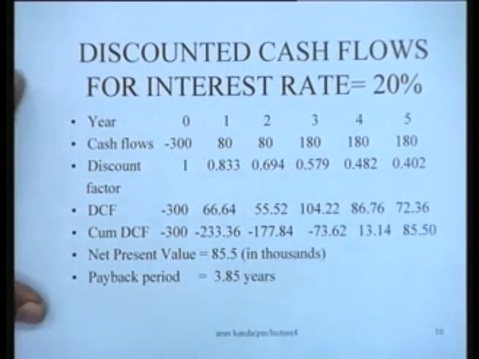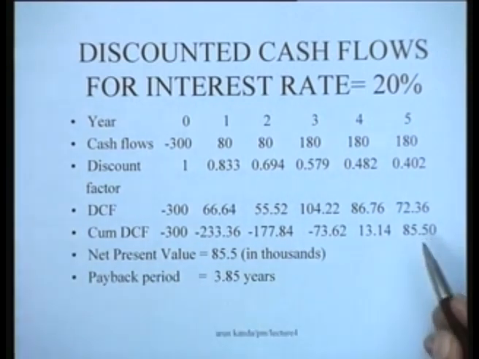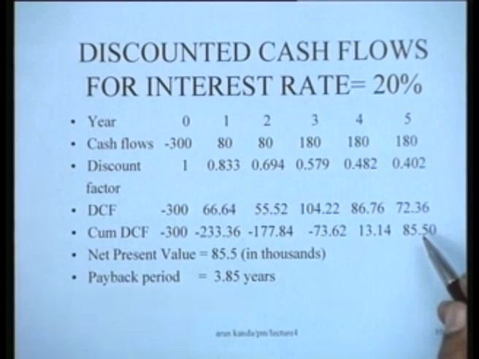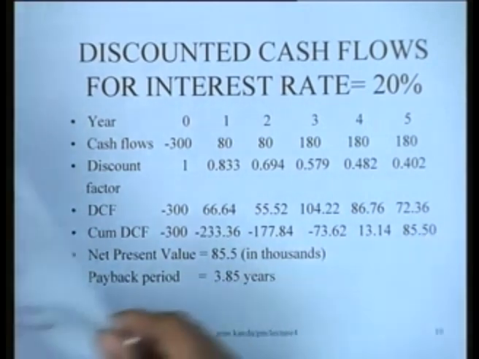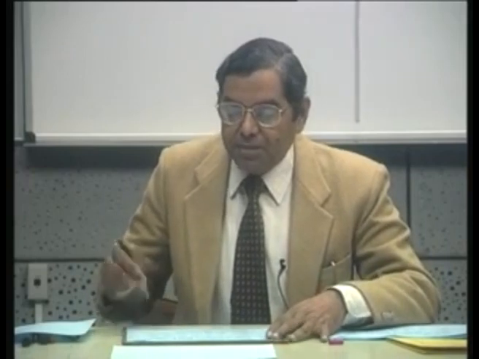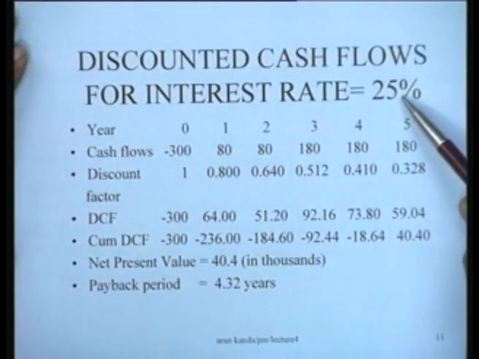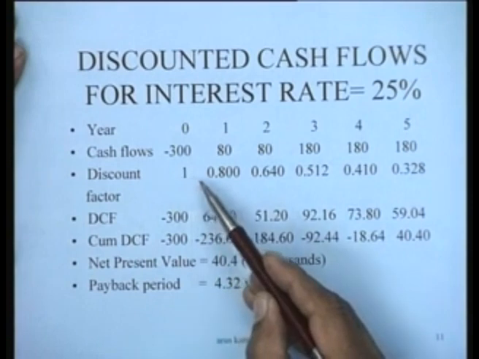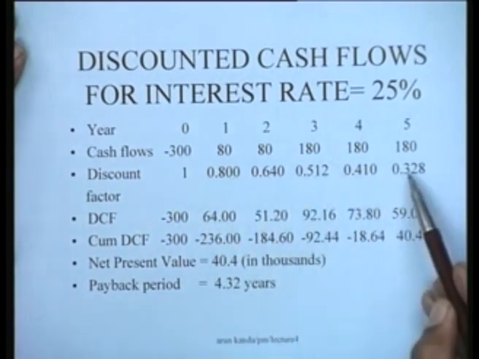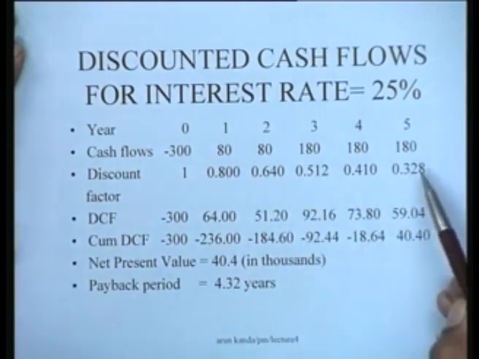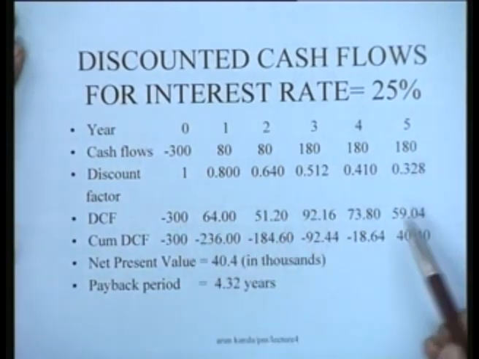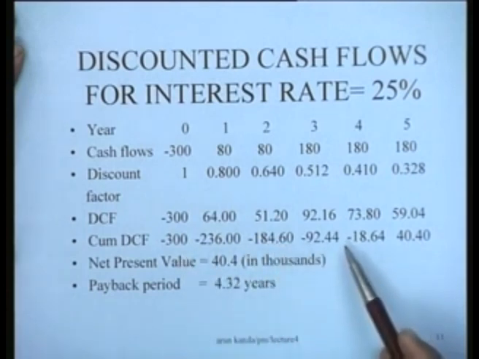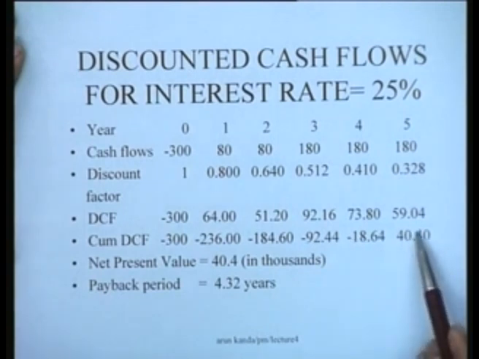So this is the discounted cash flow, but still we are interested in that particular value of the interest rate for which the net present value is equal to 0. So we further increase. Let's try a value of interest rate of 25%, for instance. If we try I is equal to 25%, what would happen is that again the discount factors would change, and corresponding to these discount factors the discounted cash flow values would change, and the cumulative discounted cash flow would again be something like this, and you find that it is now changing sign between the 4th and the 5th year.